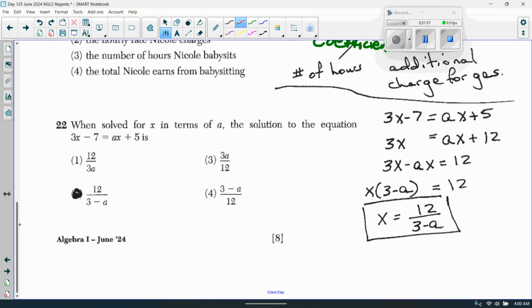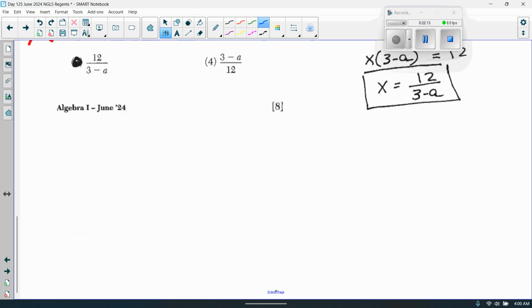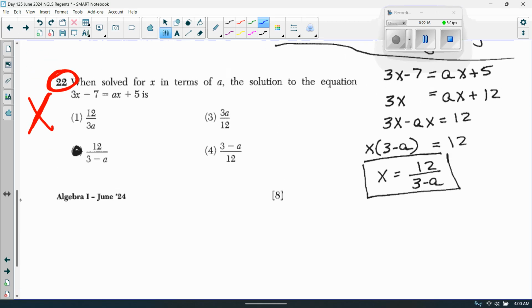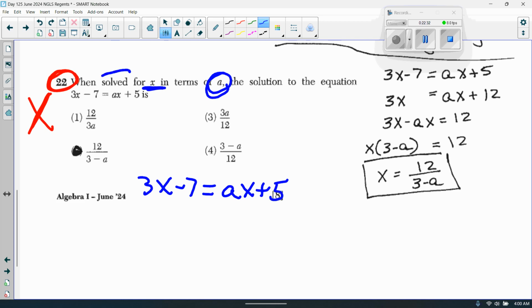Okay, 22. Welcome to the hardest multiple choice question on this whole Regents. When this was given to my students, it was not pretty because there is no trick for it. You just got to do it the real way. So we're going to do this one from scratch and just hope we understand it. So 3x minus 7 is equal to ax plus 5. And it says when solved for x in terms of a, meaning a should be in your answer, and we're solving for x, meaning x needs to be by itself.